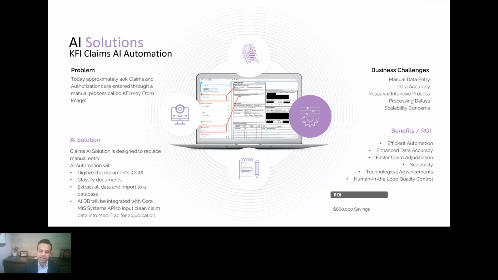So that gave us a savings of about $600,000. All the accuracy issues were resolved also, because obviously a machine can accurately capture the data, unlike a fatigued human being at the end of an 8 hour shift or something like that. It enabled efficient automation, enhanced data accuracy. Our claims adjudication became way faster because that entire cycle of data entry and QA was compressed by this technology. It gave us a good amount of scalability because we are a very fast growing company. So with the growth, it has given us the capability to scale. So this was our very first kind of AI solution.